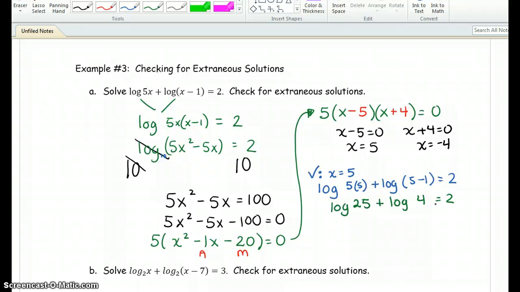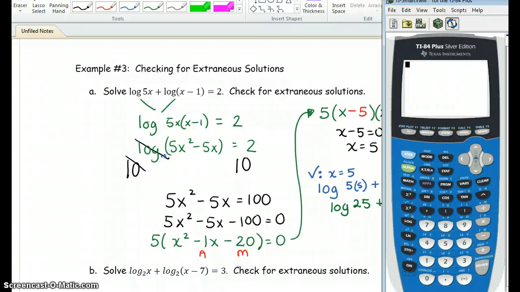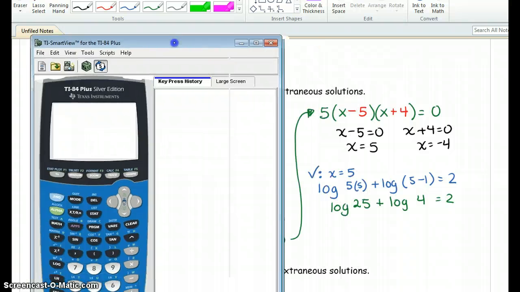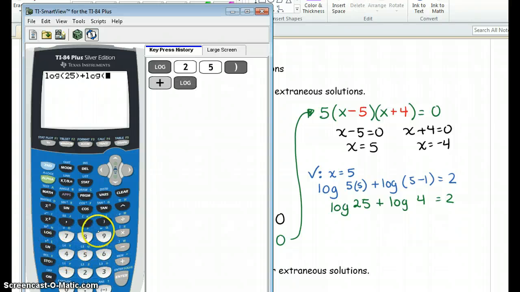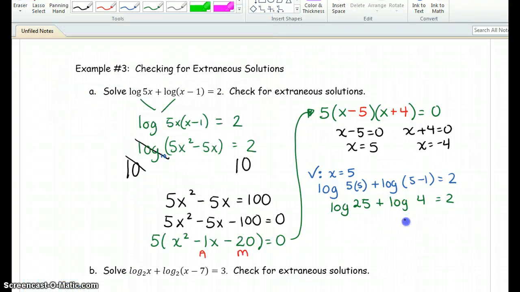Alright, I'm going to use my calculator to figure out what these logs are really quick. So I'll move my calculator on this side. So we have a log button right here of 25, and I'm going to close that up, plus log of 4. And I'm hoping that this is going to equal 2, and it does. All right, so it does equal 2, and that's a good thing. And therefore, we know that x equals 5 is a solution.